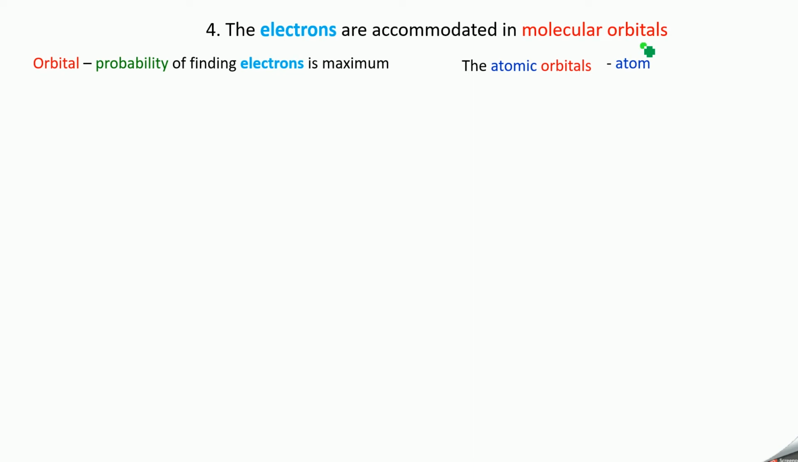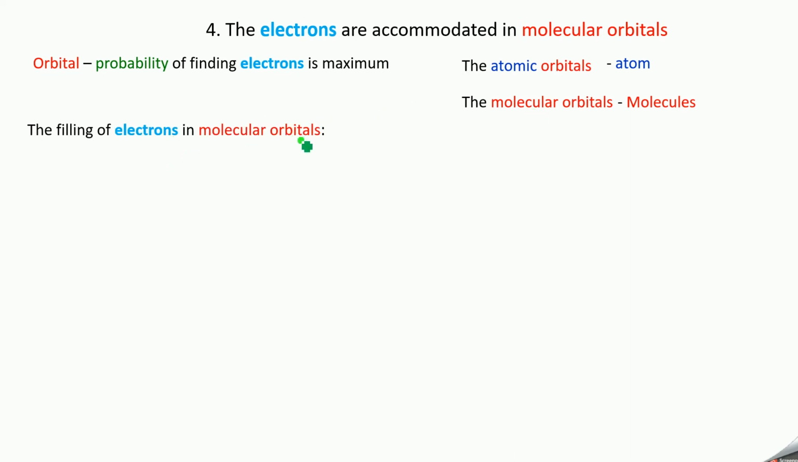Here we have molecular orbitals. So these molecular orbitals you have in molecules. So you are going to accommodate the electrons in molecular orbitals, that is, you are going to fill the electrons in molecular orbitals. So how to fill these electrons in molecular orbitals? The filling up of electrons in molecular orbitals follows three rules: one is Aufbau principle, Pauli's exclusion principle and Hund's rule.